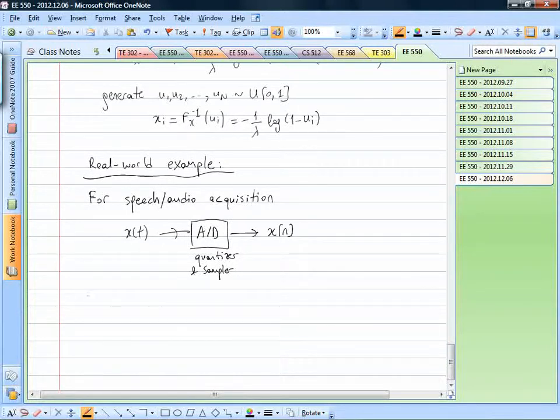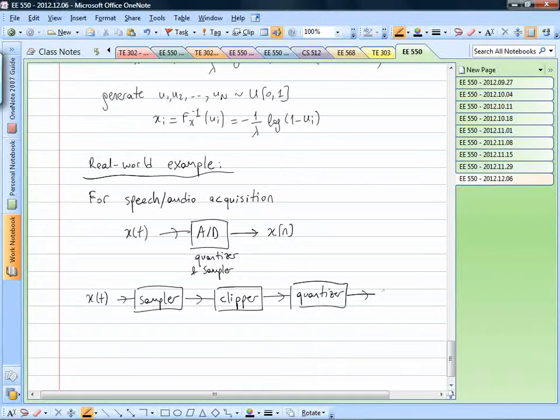If you want to take the steps, x of t first goes through a sampler, theoretically, of course. These are theoretical steps. And then a clipper is needed because for quantization you need to have your input between certain values, okay? This clipper basically just clips the values of x of t between the maximum and minimum allowable ranges, and then you need to do the quantization, and then you obtain x of n.